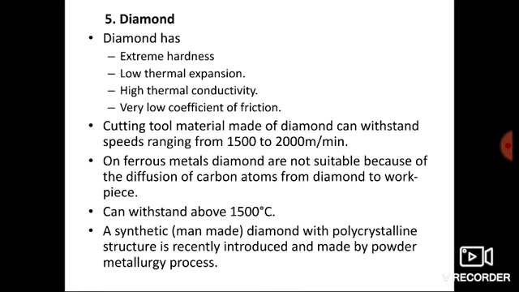A cutting tool made of diamond can withstand speeds ranging from 1500 to 2000 meters per minute. On ferrous metals diamond is not suitable because of the diffusion of carbon atoms from the diamond to the workpiece. It can withstand temperatures above 15 degrees Celsius. So these are the various cutting tool materials.